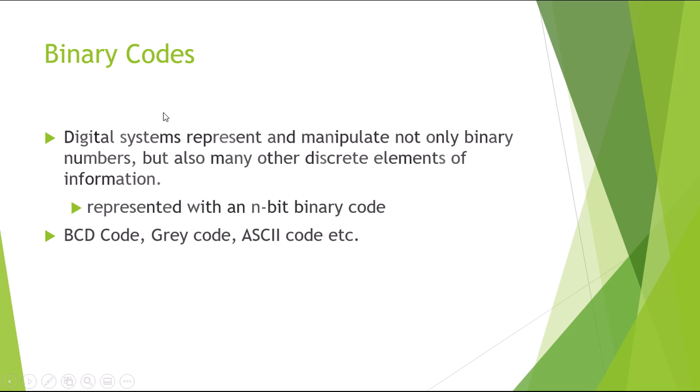Starting from binary codes, first of all, we should know why we use binary codes. Because digital systems don't only represent numbers, that is decimal numbers 0 to 9, but they represent or manipulate many other discrete elements of information. These discrete elements are represented with n bits of binary codes. So there are many codes which are used, that is BCD code, gray code, ASCII codes, and so on.